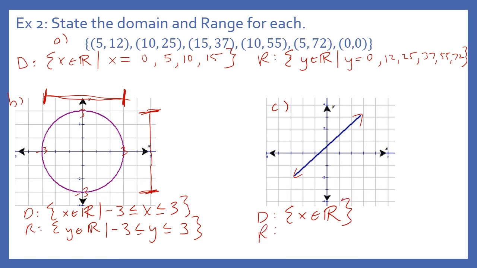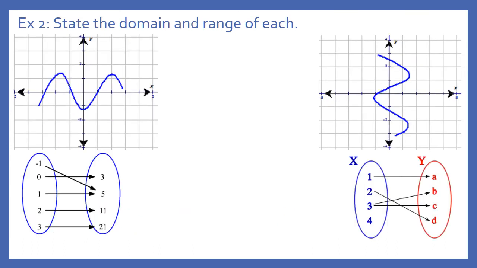Since it goes on all the way to the left, all the way to the right, basically to infinity on both sides, negative infinity, plus infinity, this is just x can be anything. X is all real. Range, same idea. It keeps going in both directions. Y can be anything. It's not restricted. F and G.